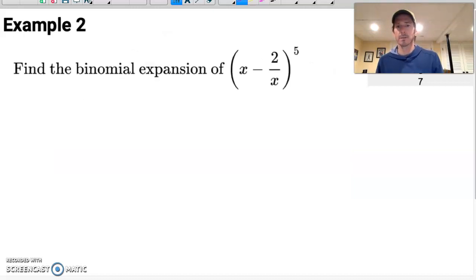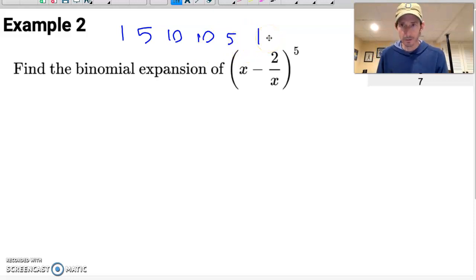All right, we're going to do the same thing, but we're going to expand this to the 5th. So the first thing I'm going to do is go to the 5th row of Pascal's triangle, and I'm kind of looking at one now. So it would be 1, 5, 10, 10, 5, 1. You should all have a triangle in front of you, or if you flip back, you can see where they are.